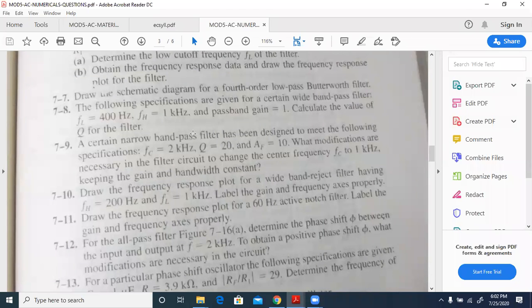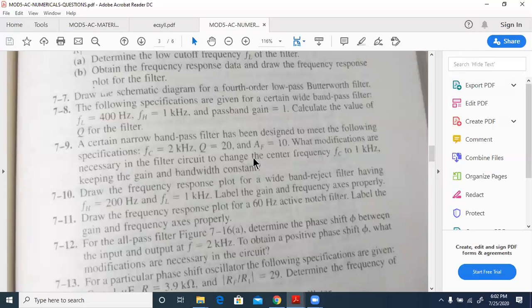Very low bandwidth. And that can also be found by, we know very well that, Q is equal to FC by BW, or BW is equal to FC by Q. So BW can always be found as 2 kilohertz by 20. That will give you 100. So even 100, he's telling us, is to be considered a narrow band pass. Relatively, we don't know what it means. FC by Q here turns out to be the bandwidth, and that is just 100. So AF is equal to 10.